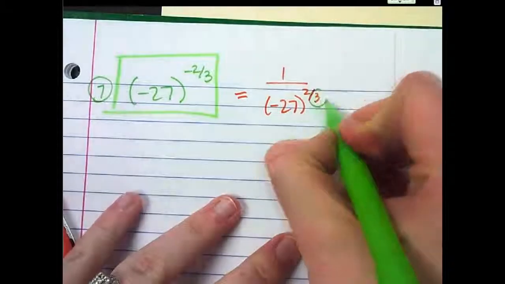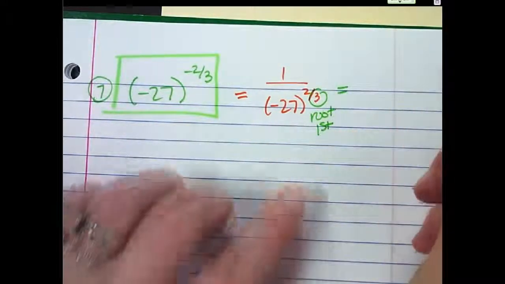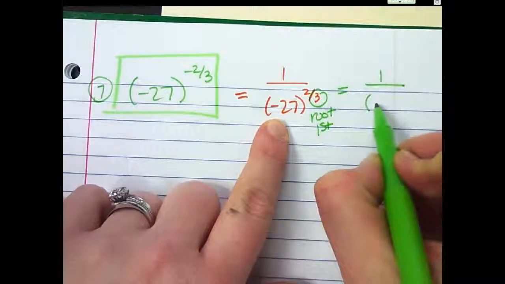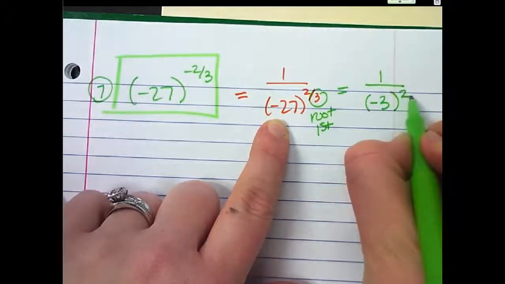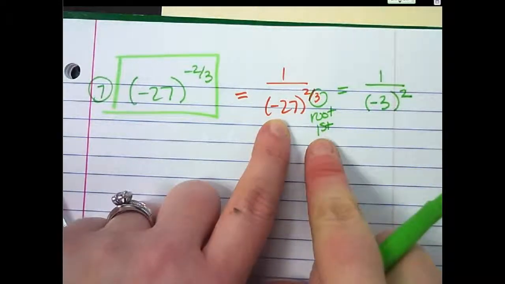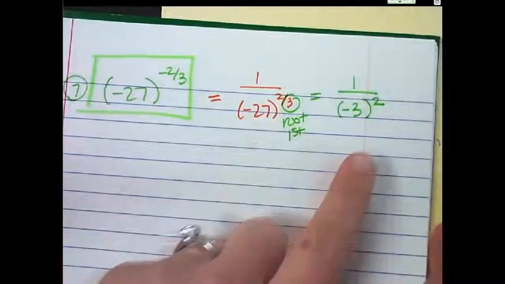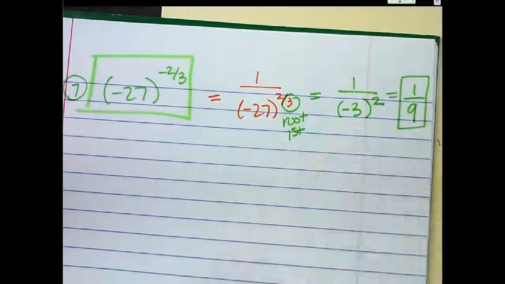So I do this first. I do the root first. What's the cube root of negative 27? Positive or negative 3? Negative 3, right. So this becomes negative 3 squared. Okay, so I didn't write the root. I did this root first, cube root of negative 27, and then what's negative 3 squared? Positive 9. Be careful when they give you those negatives.